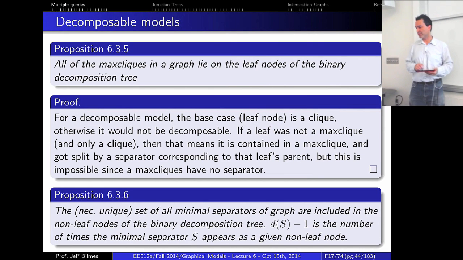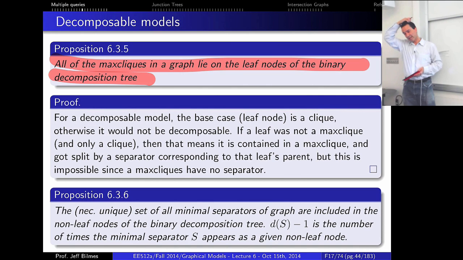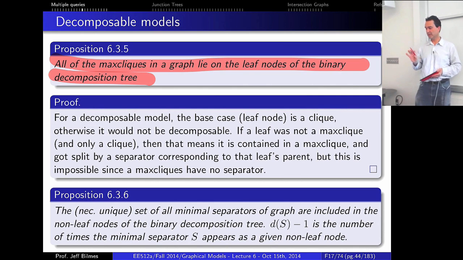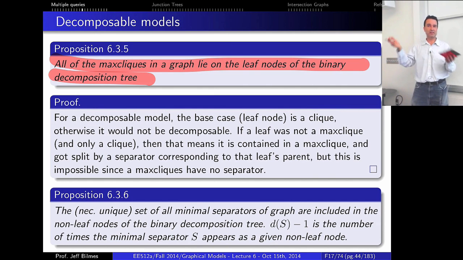But we do have the following proposition: all of the max cliques, remember, max cliques is our determination of maximal cliques, not maximum cliques. All maximal cliques in the graph are in the leaf nodes of the decomposition tree. So why is that the case? If you're a base case, a leaf node is a clique, right? If it's not the case, then it's not decomposable. That has to be the base case. And eventually you run out of nodes since there's a finite number of nodes in the graph.